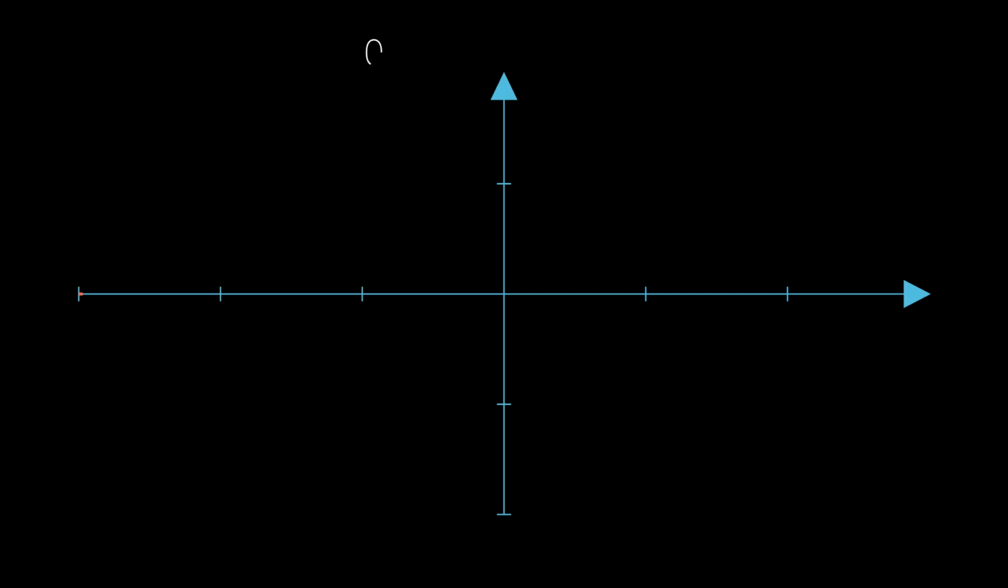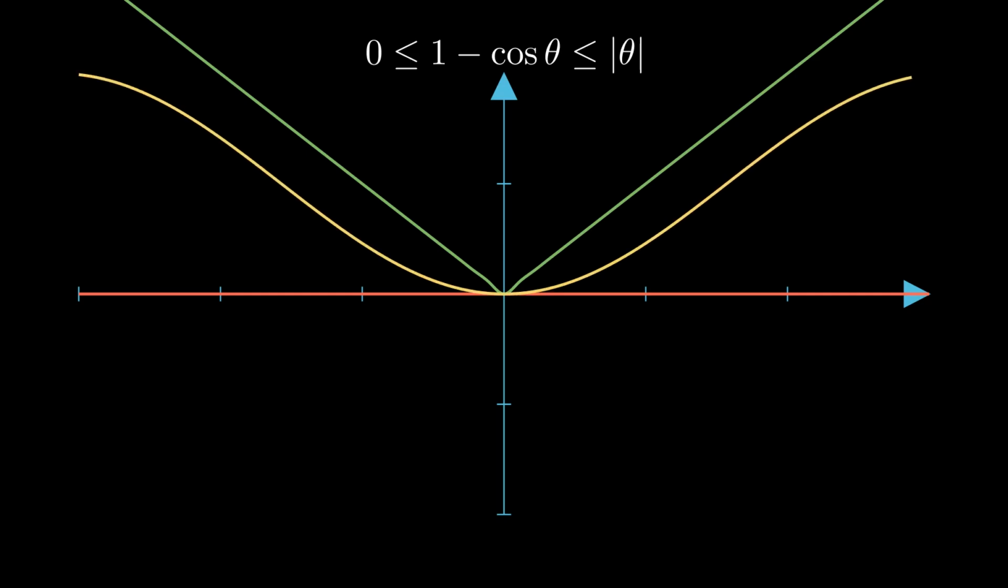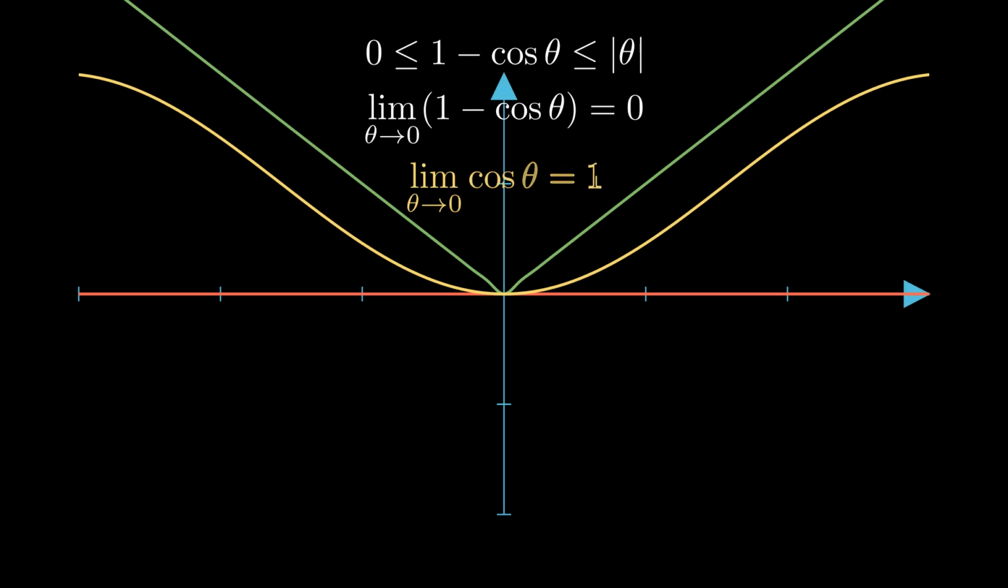Similarly, the function 1 minus cosine theta is trapped between 0 and the absolute value of theta. Since both bounds approach 0, the limit of 1 minus cosine theta is 0. This gives us the conclusion that the limit of cosine theta as theta approaches 0 is 1.